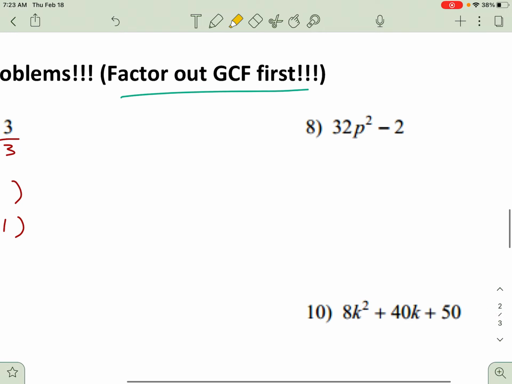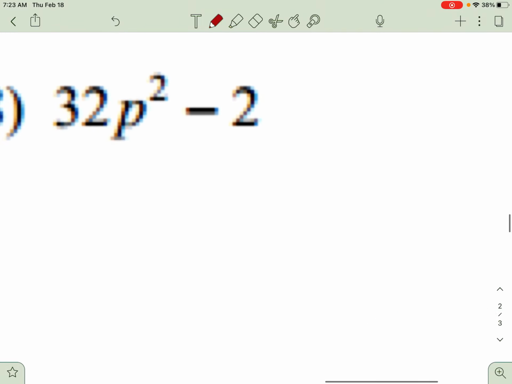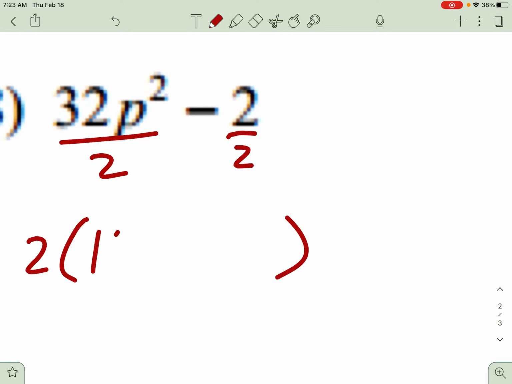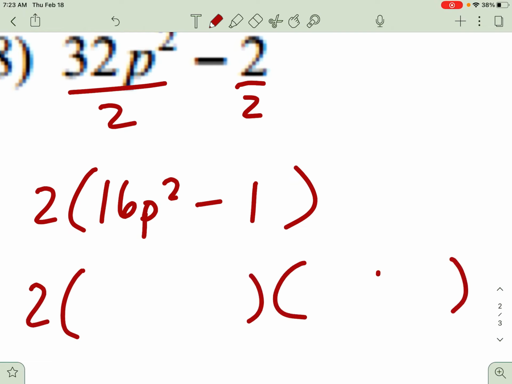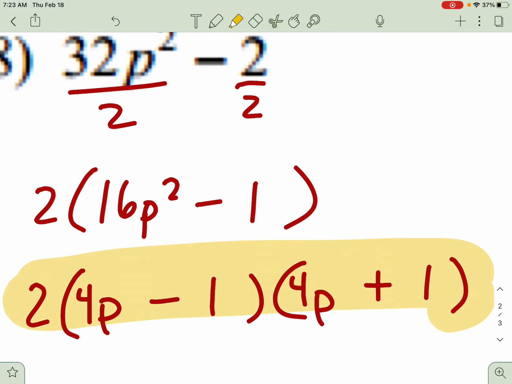Okay. Same thing here. Let's look for a GCF first. In this case, we can factor out a 2. Gives us 16p squared left over minus 1. Well, that's a perfect square. That's a perfect square. Okay, so it's a difference of squares, which means the middle term has to cancel out. So we have one positive, one negative. Square root of 16 is 4. Square root of 1 is 1.